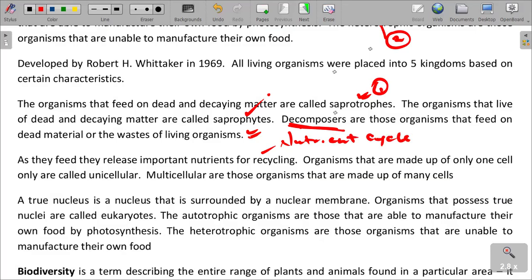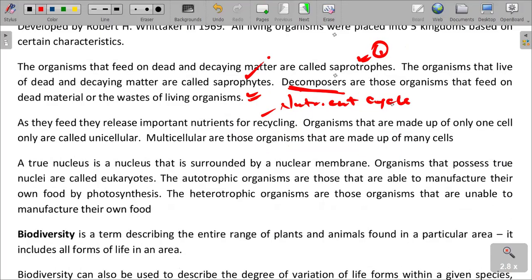Organisms that are made up of one cell only are called unicellular. Multicellular are those that are made up of many cells. What I'm basically doing here is building your understanding of classification of organisms. A true nucleus is a nucleus that is surrounded by a nuclear membrane. Organisms that possess true nuclei are called eukaryotes.